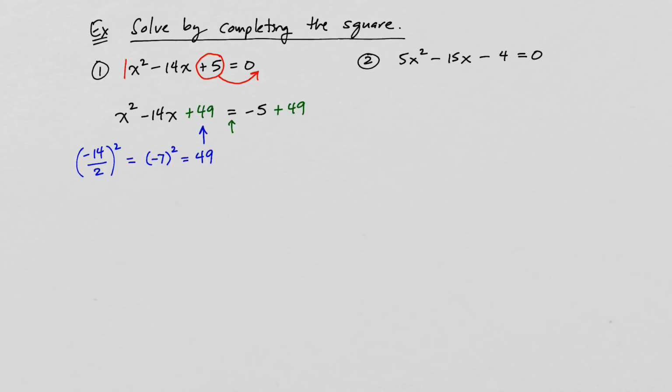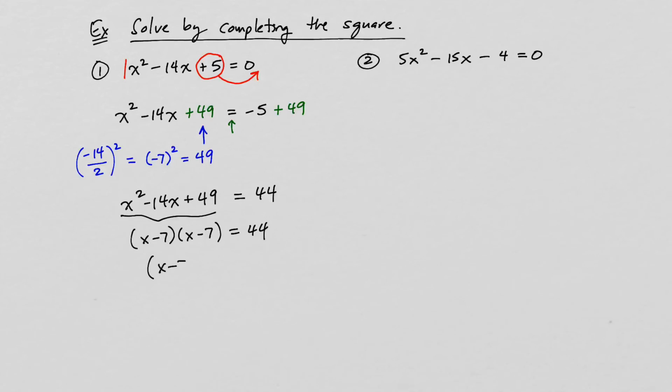Now the left-hand side is x squared minus 14x plus 49. And the right-hand side is negative 5 plus 49, which is 44. The significance is this is now a perfect square. So when you factor it, it is x minus 7 times x minus 7, which can be written as x minus 7 squared. See, now we have a perfect square.